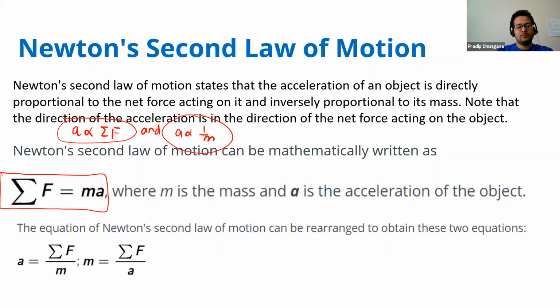We can rearrange that equation and write it in any of those forms. Acceleration is net force over mass, or mass is equal to net force over acceleration. So that is all about Newton's second law of motion. After that, we'll work on the problems related to Newton's second law of motion.